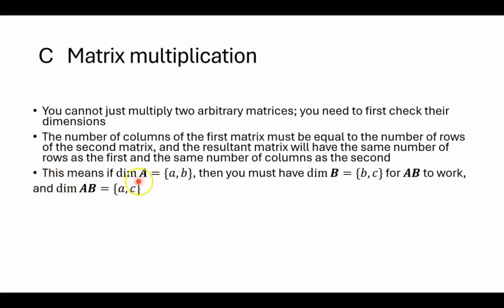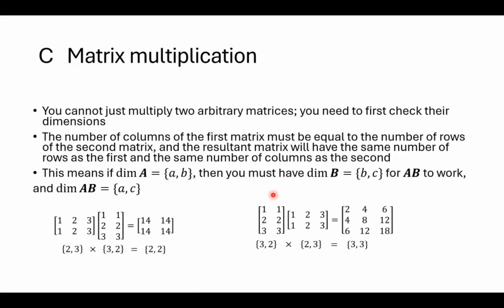This means that if the dimension of A is AB, so it has A rows and B columns, then the dimension of B must be BC for AB to work. So basically these two B's must be the same. And the dimension of AB is AC. So it's basically these A rows and these C columns.